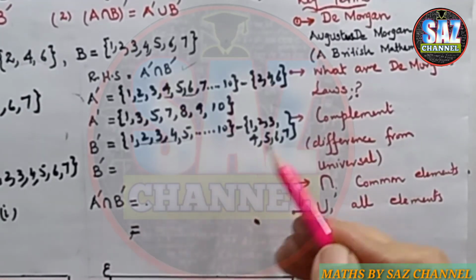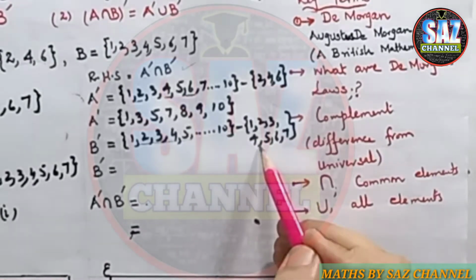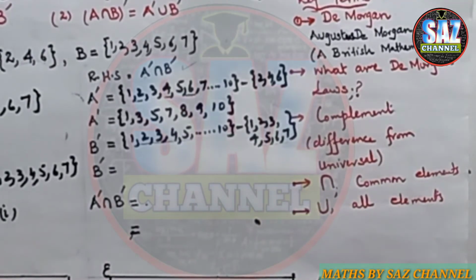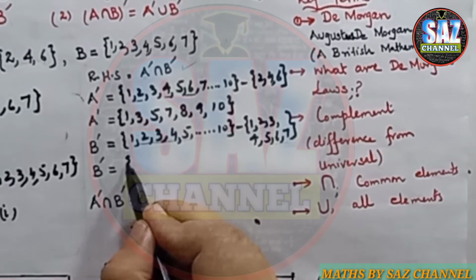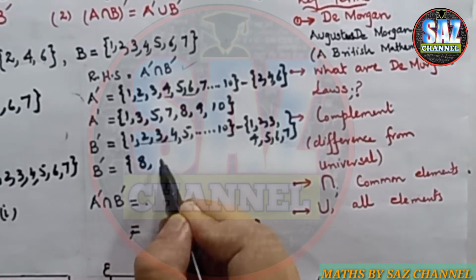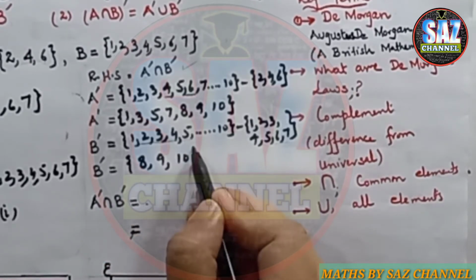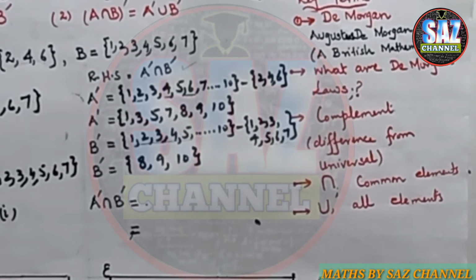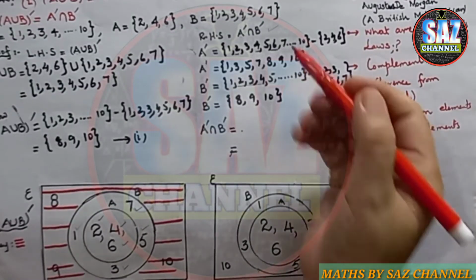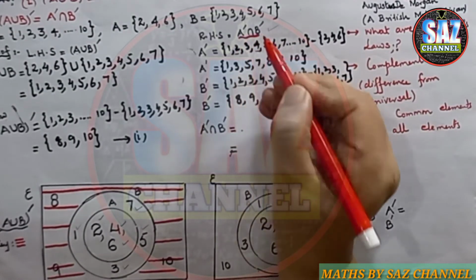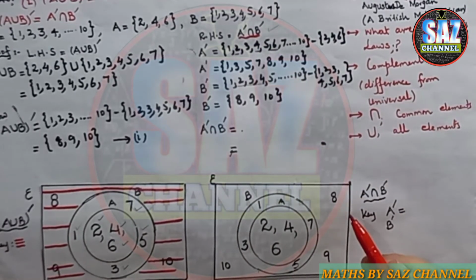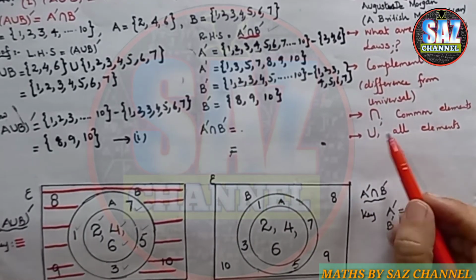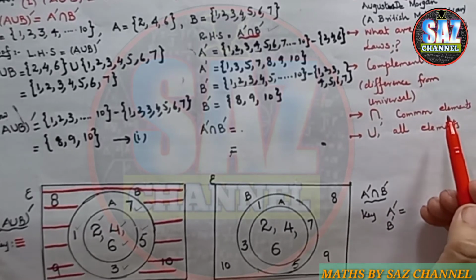First 7 elements are same in universal and in set B. So the remaining elements of universal are 8, 9 and 10. Now again look at the given condition, I have to take the intersection of A complement with B complement. Intersection means the common elements only.